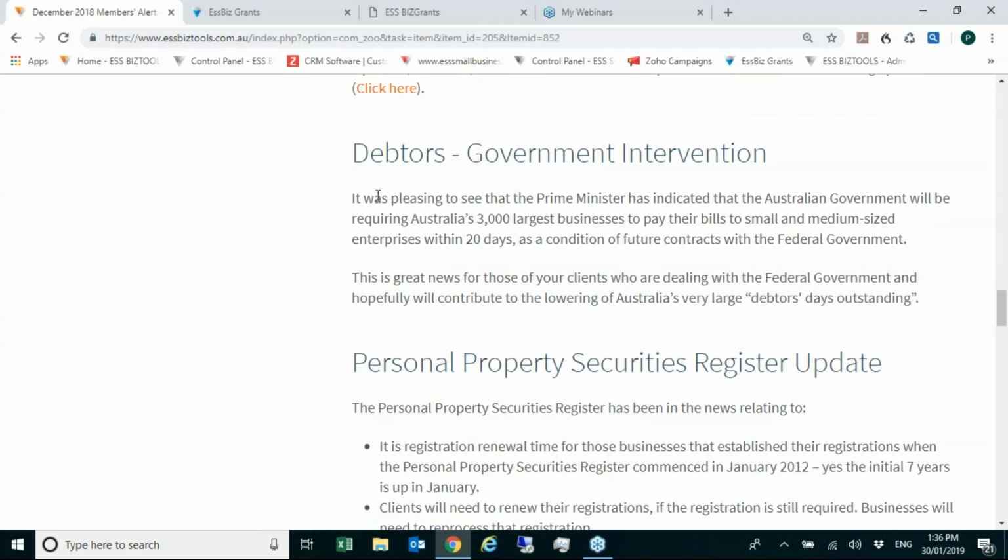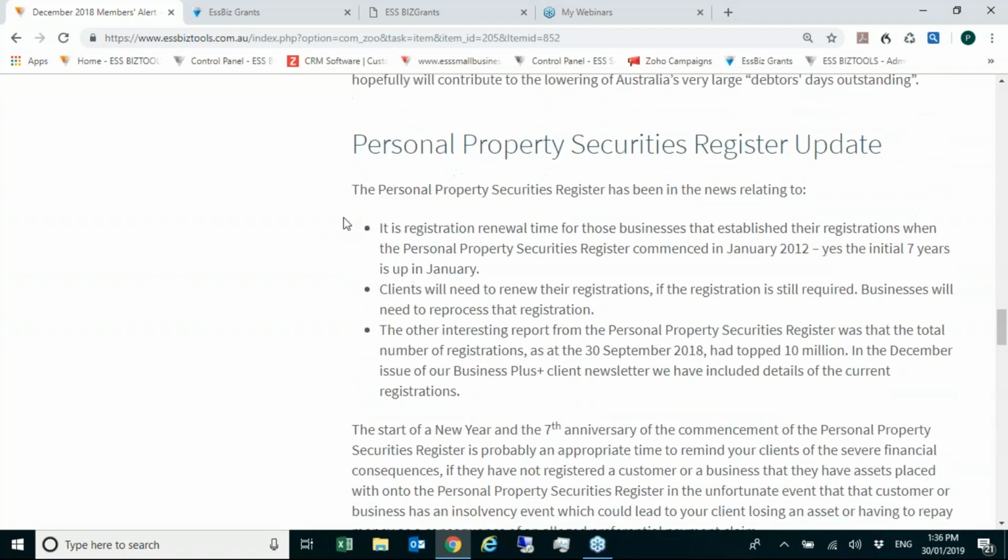For years I've been complaining about how long it takes big business to pay small and medium enterprises. And I've noticed the Prime Minister's intervened now, basically saying that big businesses have got to pay within 20 days, otherwise they won't get federal government contracts. I hope he can enforce that. The Personal Property Securities Register, we do have a due diligence product package. I hate this legislation, to be honest. I think it was very badly conceived, but it's there, it's the law.